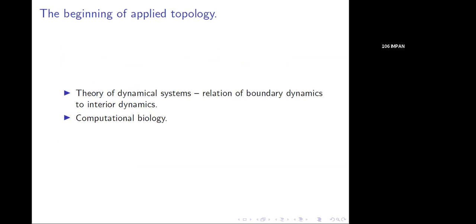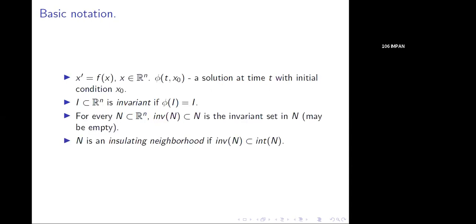So when you look at the origin of applied and computational topology, there are essentially two paths where it originated. The first of them was the theory of dynamical systems, essentially looking at the relations of boundary dynamics to interior dynamics. And then if you want to do some sort of rigorous numerics, which I will introduce in a second, then you also need some topology. The second branch was computational biology, which I will only briefly mention later on. But let me start with the main motivation going through dynamical systems.